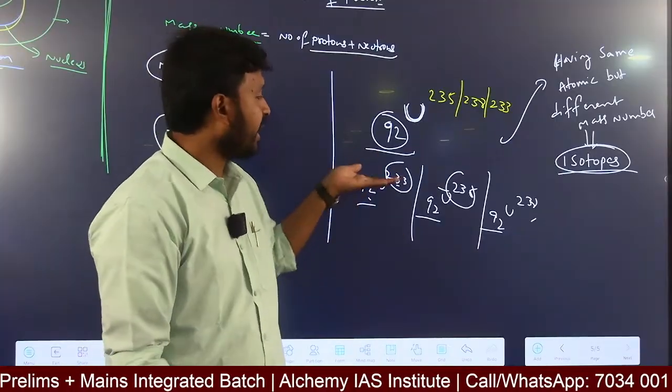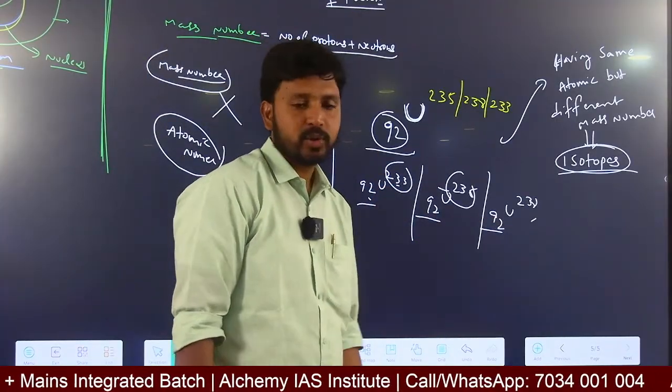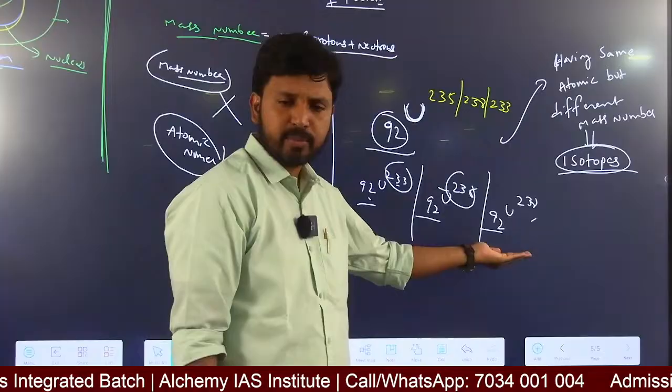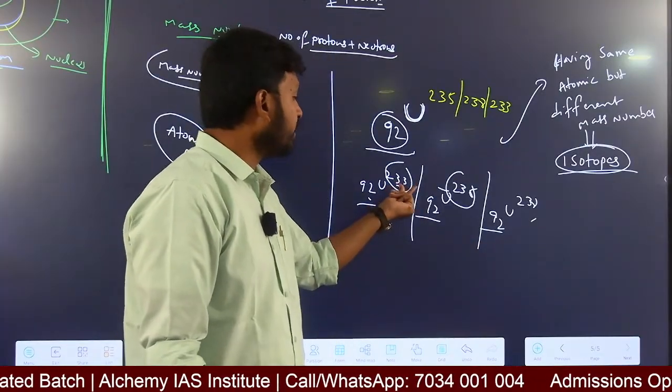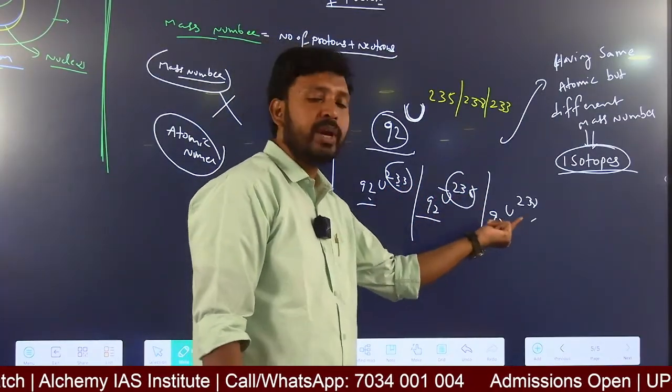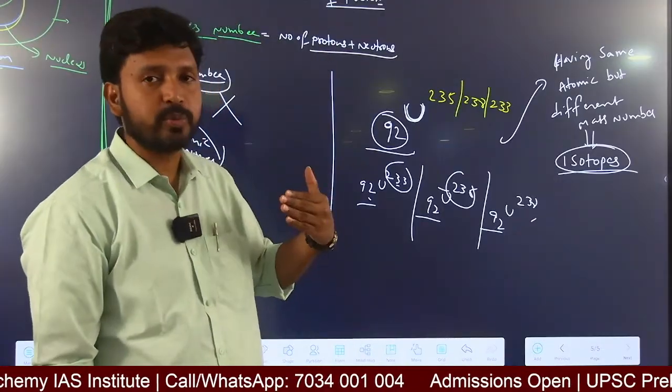For example, here I told you, these are all the isotopes of uranium: uranium 233, uranium 235, and uranium 238. These are the isotopes of uranium.